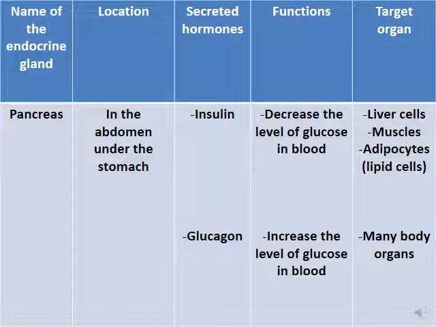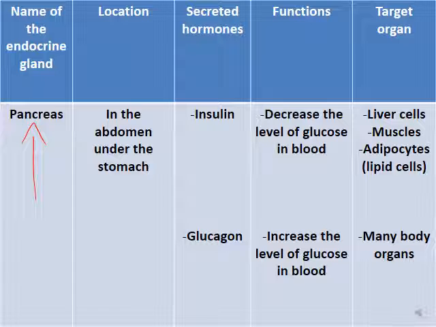Now we'll start identifying other new glands. First of all, the pancreas. We know that the pancreas secretes the hormone insulin that has a role in regulating the level of glycemia, and we know that the pancreas secretes pancreatic juice at the level of the small intestine, which is an exocrine function. So the pancreas is located in the abdomen region under the stomach.